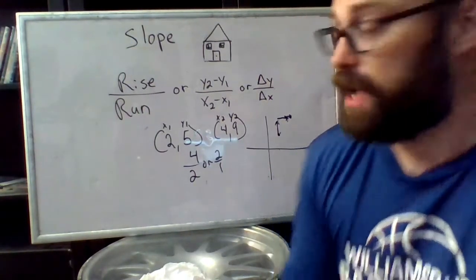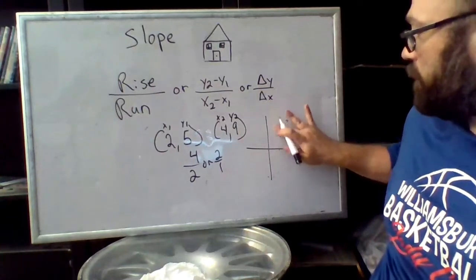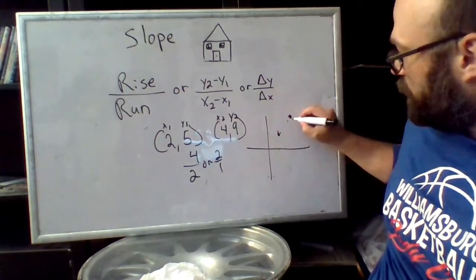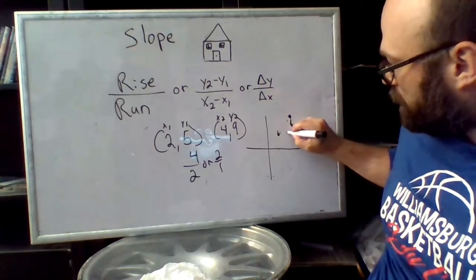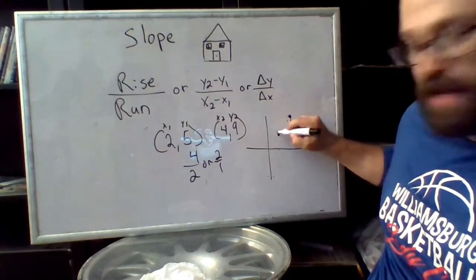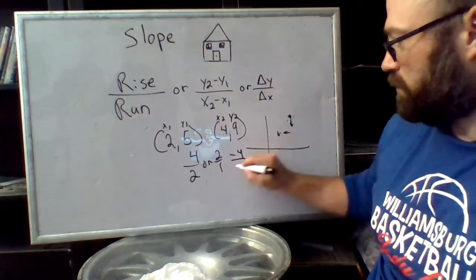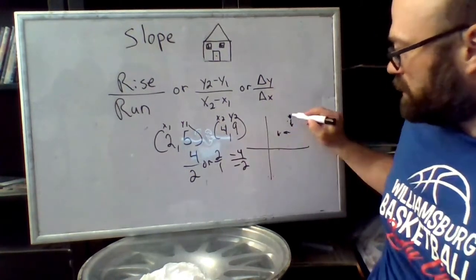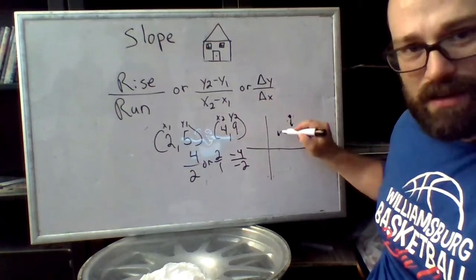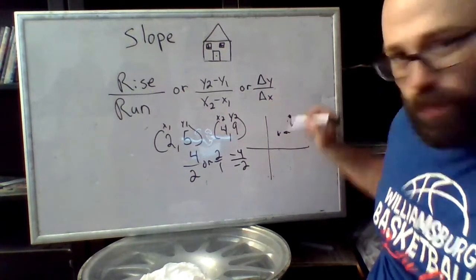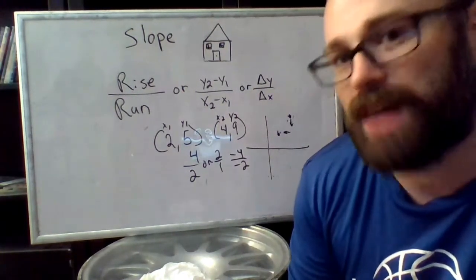Because if we go backwards, if we go down and to the left, that's a negative, right? We go down 4 and to the left 2. Hey, we're still on the same line. We're still on the same path. And that's why a negative divided by a negative is a positive.